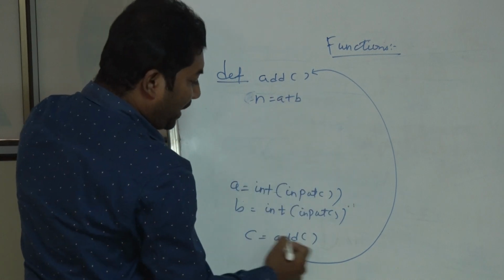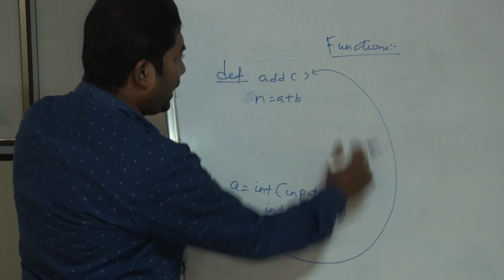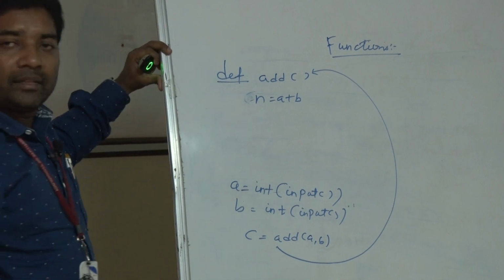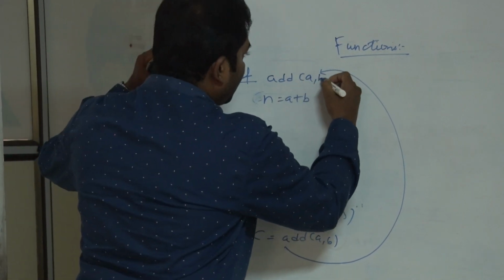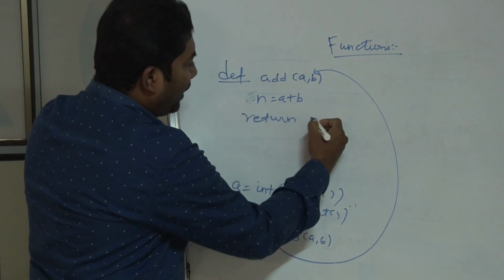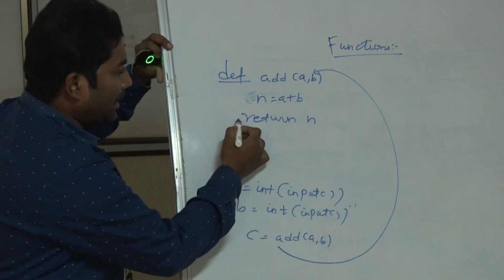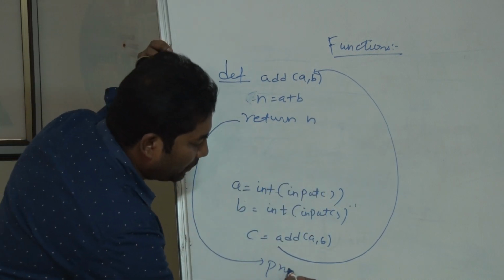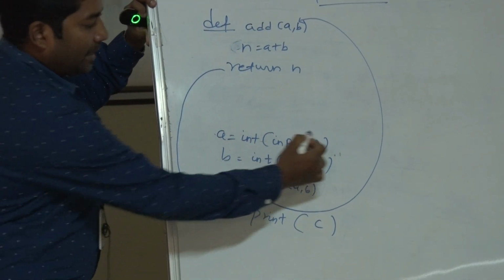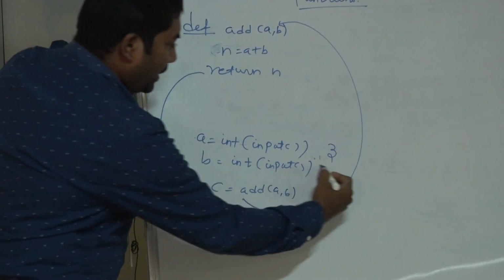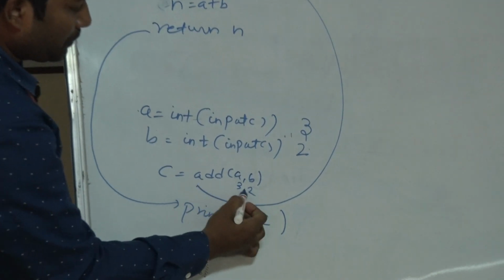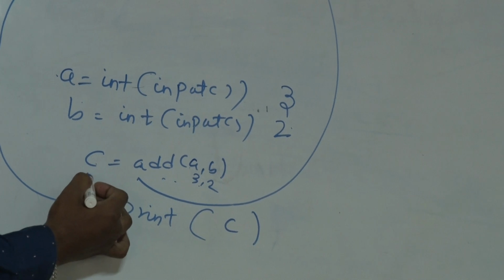I can pass this as a parameter. Here also I can pass as a parameter and use this function, or else similarly I can do a comma b. So I can give here a comma b. Then n equal to a plus b, then I can return the value, return n. Then after returning this value, I have to print it. So what should I give? Print. So I can get the value from the user, a is 3, b value is 2, then 3 comma 2, this function call will be stored in this c value.